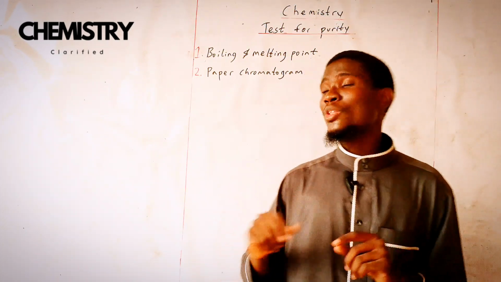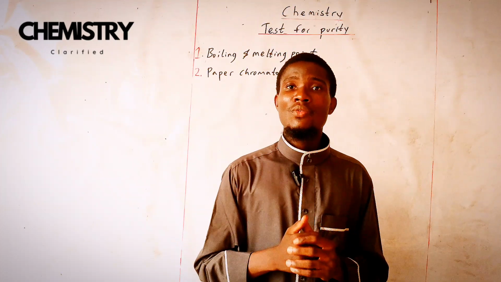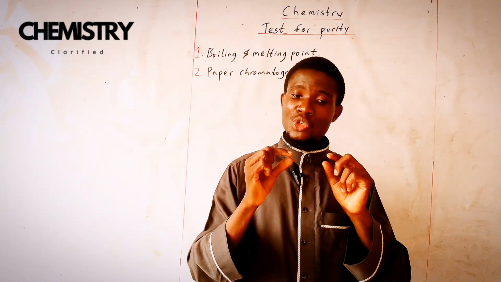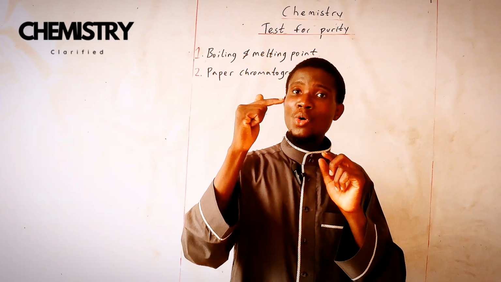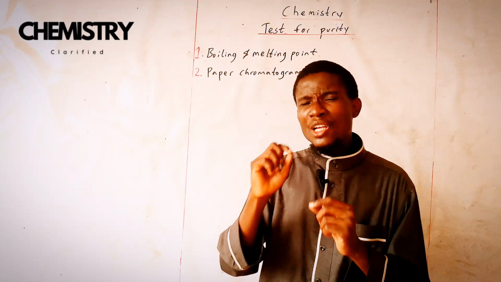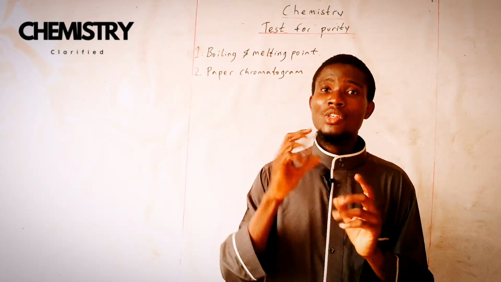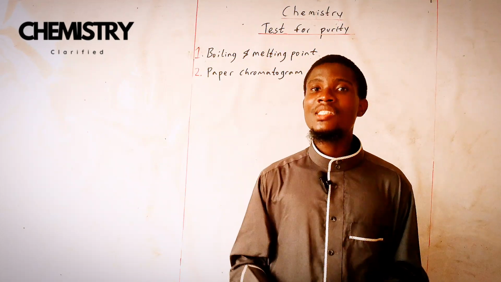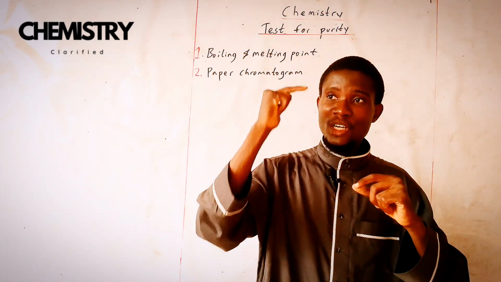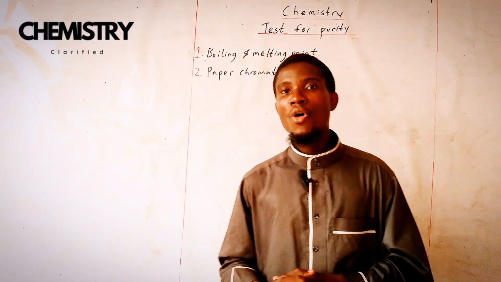And remember, under chromatography, when we're talking about separating different solutes from a solvent, we said the different solutes are going to have different spots on the chromatographic paper. Now, if you do the same test for the pure substance and you have only one spot, you don't have different spots on the chromatographic paper, that means the substance is pure. Because if it is not pure, you are going to have different spots at the end of the test. So that's how you test for purity.